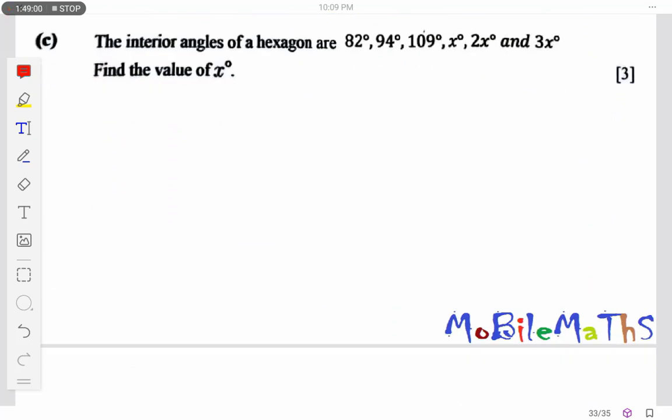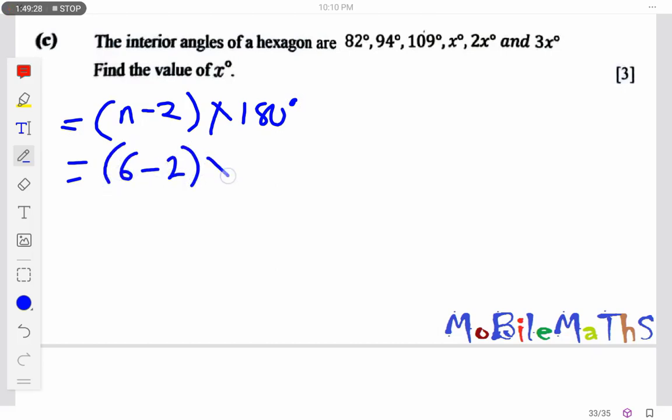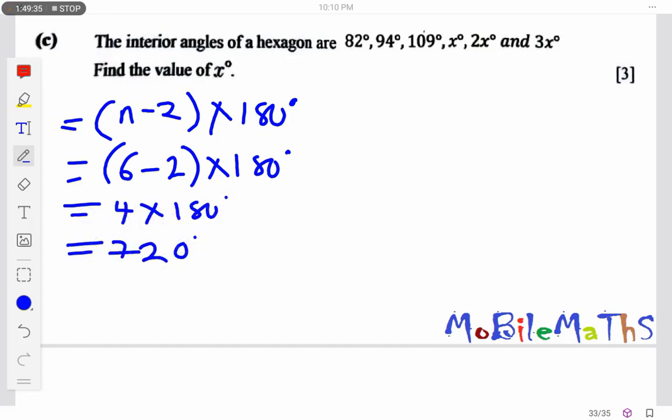Part C. The interior angles of a hexagon are 82, 94, 109, x, 2x, 3x. Find the value of x. So you find out sum of interior angles of a hexagon is equal to 720. How do we get that? We say n minus 2 times 180 degrees. So this will give us number of sides of a hexagon are 6. We have 6 minus 2 by 180 degrees. This is going to be a 4 by 180 degrees, and I'll get my 720 degrees like that.